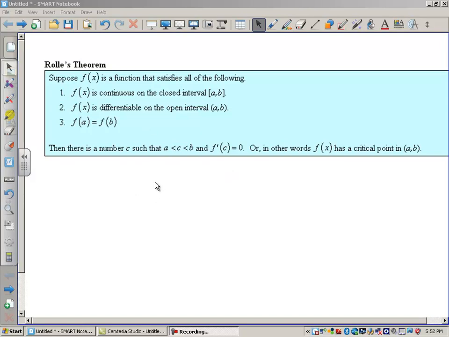Today we're going to talk about two theorems. One is Rolle's Theorem, and the other one is the Mean Value Theorem. So let's go ahead and get started with this.